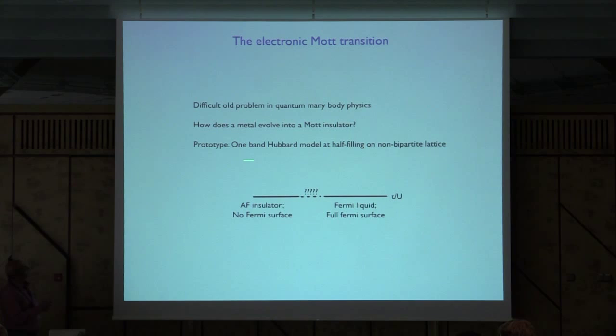So the prototypical model that one uses to think about this kind of thing is a one-band Hubbard model at half filling on some non-bipartite lattice, non-bipartite to prevent running into issues with nesting and so on, which I don't want to worry about. So if t over U is large, one is in a Fermi liquid phase with a full Fermi surface that matches the density of one electron per site. Well, if t over U is small, one will get a Mott insulator, probably antiferromagnetic, and an insulator, of course, doesn't have a Fermi surface. So how do these two states evolve into each other?